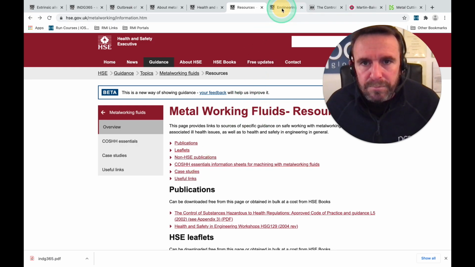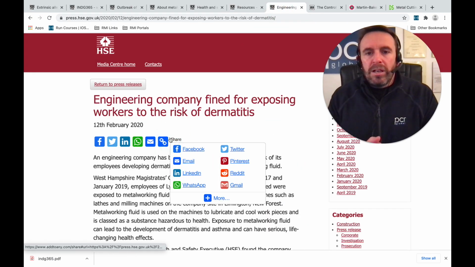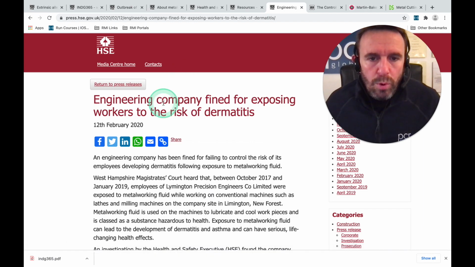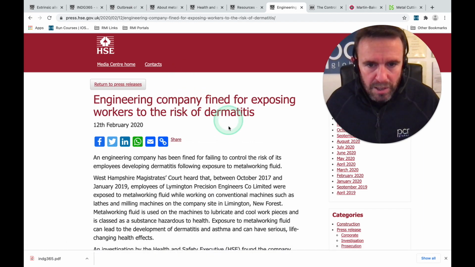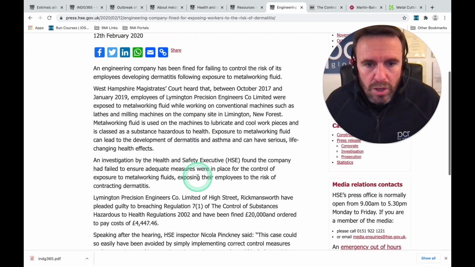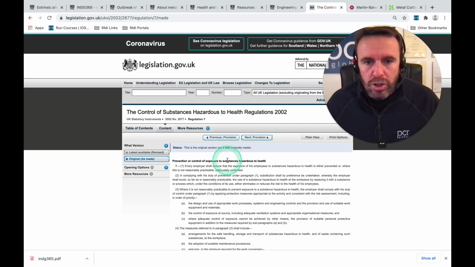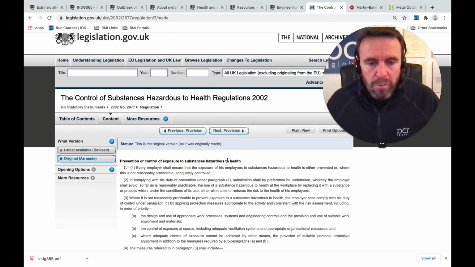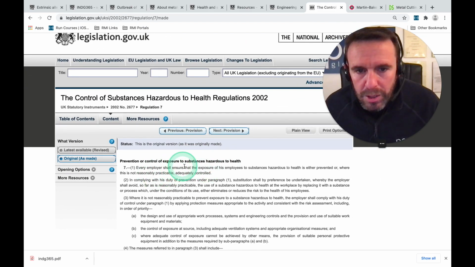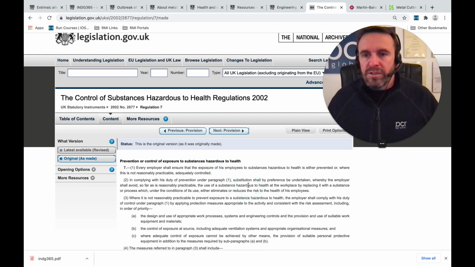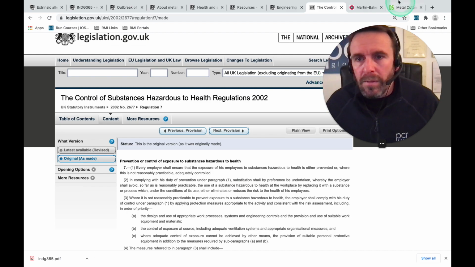Back to here, resources, metalworking fluids. We looked at that. Engineering company fined for exposing workers to risk of dermatitis. Whilst this is not EAA, it's dermatitis, and this is recent. So under Regulation 7 of the Control of Substances Hazardous to Health Regulations, what is Regulation 7? Under Regulation 7, we must prevent or control exposure to substances hazardous to health. This is going to be exactly the same for breathing in the mists.